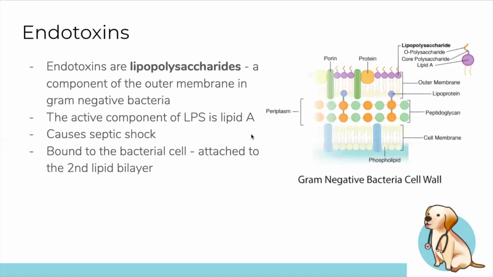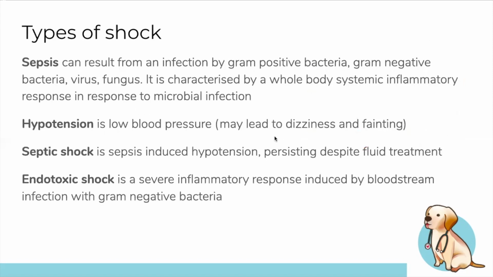So endotoxins are components. When you see endo, it's part of the cell itself, or part of the bacteria itself. And these are basically just another word for lipopolysaccharides. So you can sort of see it here. It's a component of the gram-negative cell outer membrane, and the active component is lipid A. So yeah, that's pretty much what endotoxin is. And that's significant because it can lead to different types of shock.